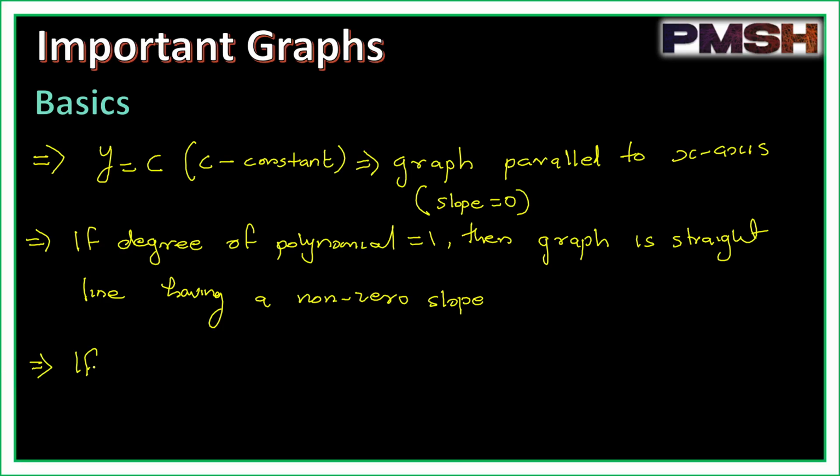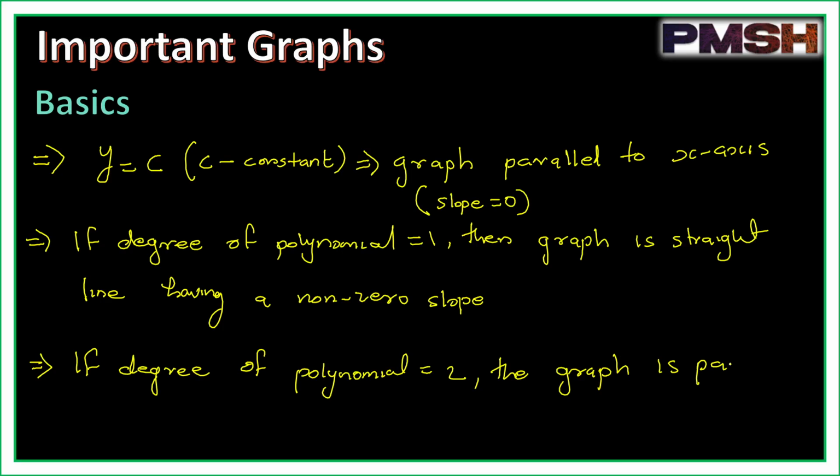Now the third point is, if the degree of the polynomial is equal to 2, then the graph is a parabola. If the degree of the polynomial is 2, then the graph is a parabola. You already know what the shape called a parabola is, right? So now we will come to the first one, that is, a body at rest.